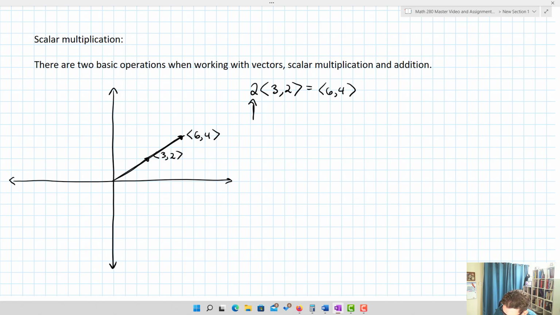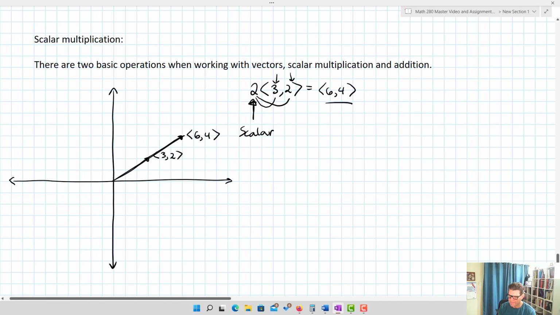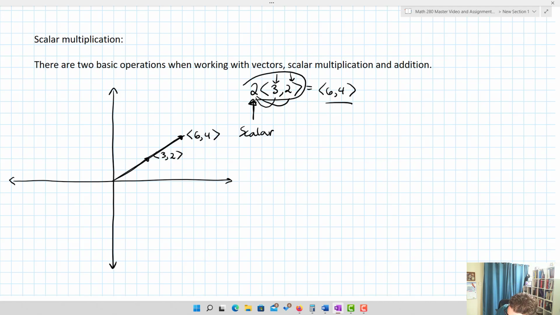Notice this thing here, the 2, we call that a scalar. And that's why this is called scalar multiplication. We're going to scale. When we scale algebraically, we multiply the components of the vector, which in this case are 3 and 2, by the scalar to get our new vector. We call that scaling. These two vectors, 2 times (3, 2) and (6, 4), are equivalent vectors.